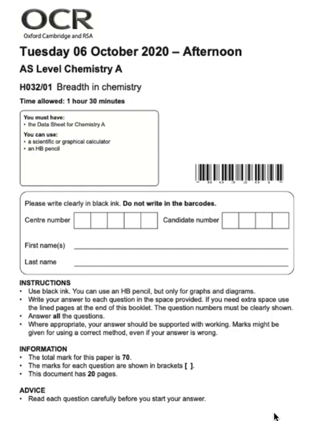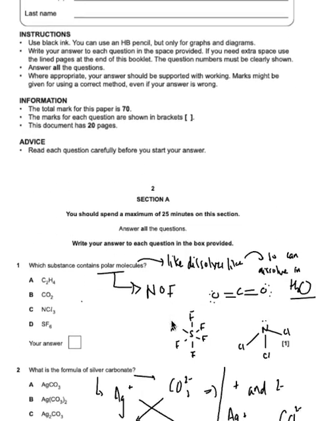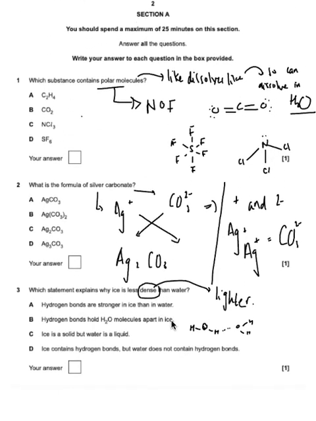We are going over the OCR Chemistry AS level 2020 paper, Breadth in Chemistry, and we are doing section A. Okay, so which substance contains polar molecules? So these are the four options we are given, and whenever you hear the word polar, you should think of NOF. That's nitrogen, oxygen, or fluorine.